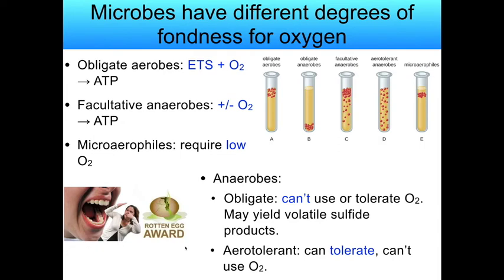Then there are aerotolerant organisms. They can tolerate oxygen but can't use oxygen. These organisms tend to have a pretty good supply of catalase or peroxidase to handle the hydrogen peroxide and superoxide dismutase to handle the superoxide.